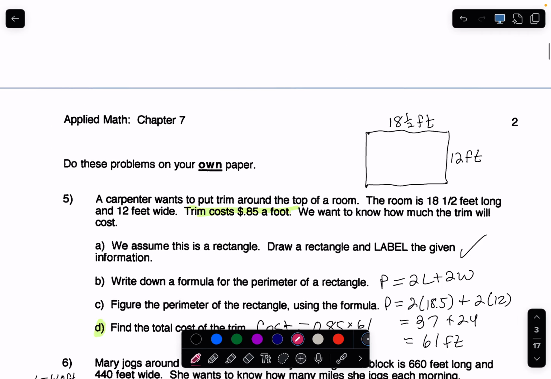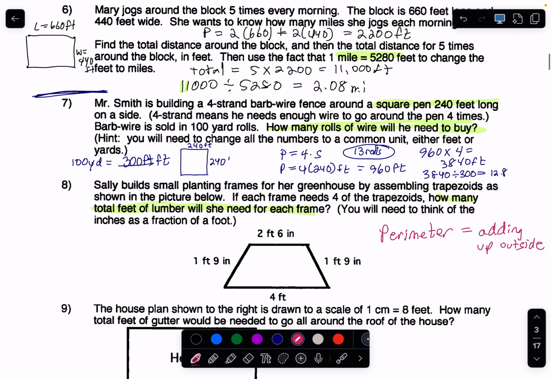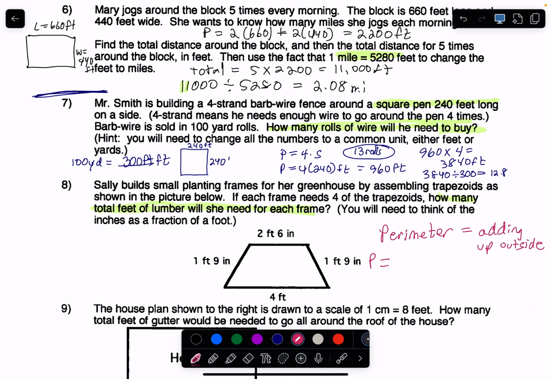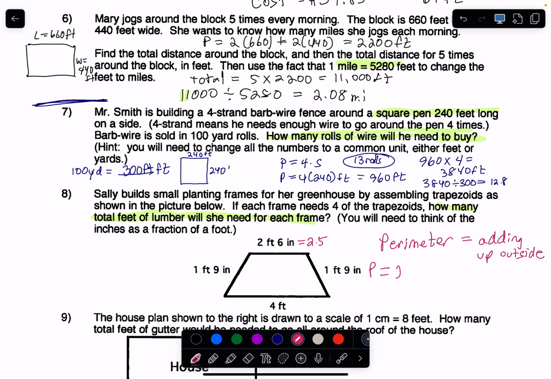But let's go now to problem 8. For the perimeter, we're just going to add up the outsides. So the perimeter is going to be 2.5, because we have to convert that, 2.5, plus 1.75. Remember that 9 inches was that 3/4, 0.75.